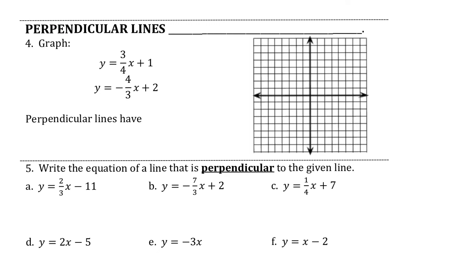Okay, now we're going to look at perpendicular lines. So these are perpendicular lines. I'm going to graph them, and then we're going to look at them to see why they are, in fact, perpendicular. So for this one, the y-intercept is +1. My slope is up 3/4.